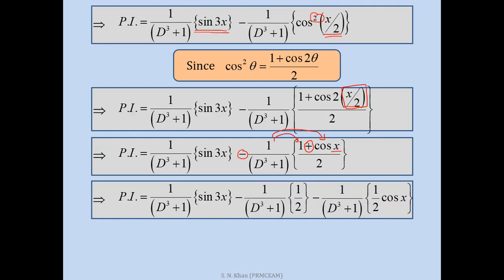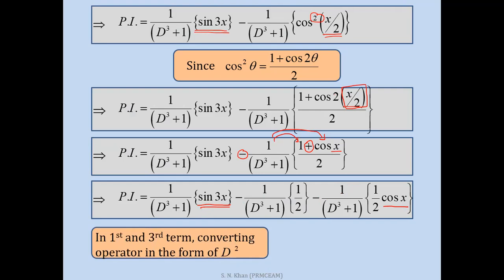Now focus on the first term and third term. In the first term, we have a separate sine function and its power is 1. In the last term, we have a separate cos function, again its power is 1. It means that we can apply the second case for finding PI. If we want to apply the second case, then we need D square. We need D square, but D square is not here. We have D cube. So in the second and third terms, we convert the operator into the form of D square. We have to convert D cube into the D square format. So simply we can write it as D square into D. Again here we can write it as D square into D.